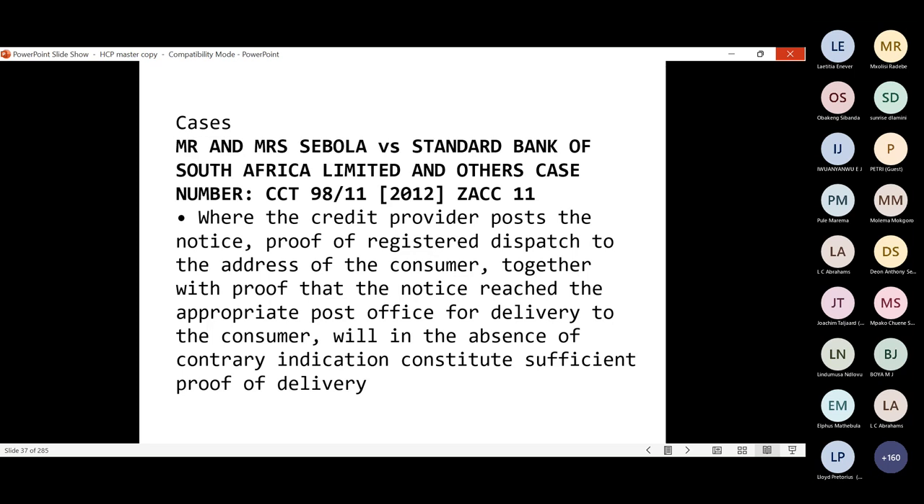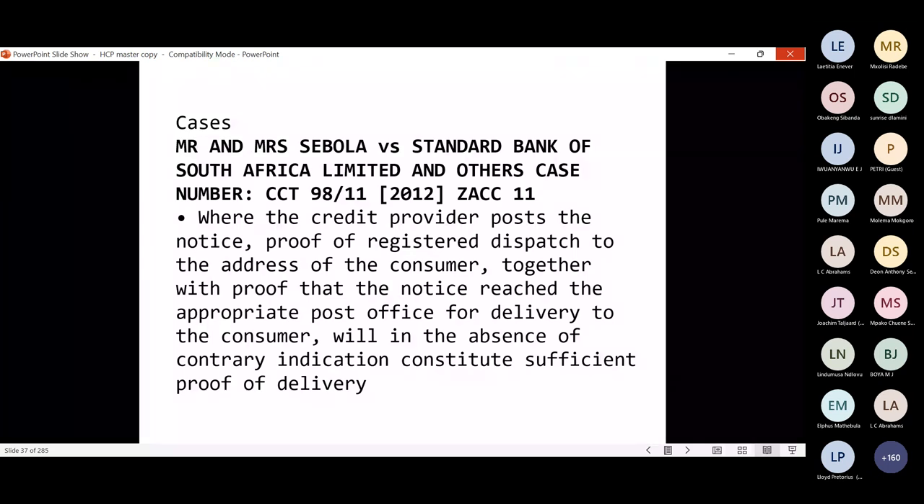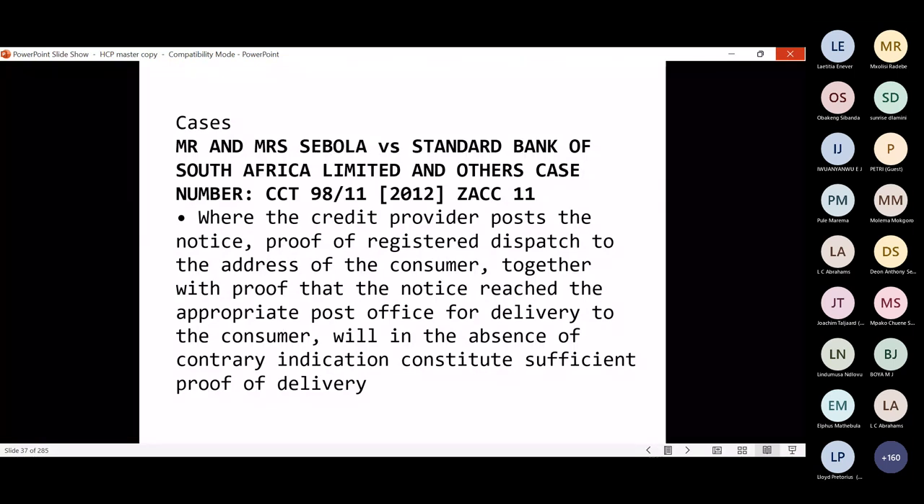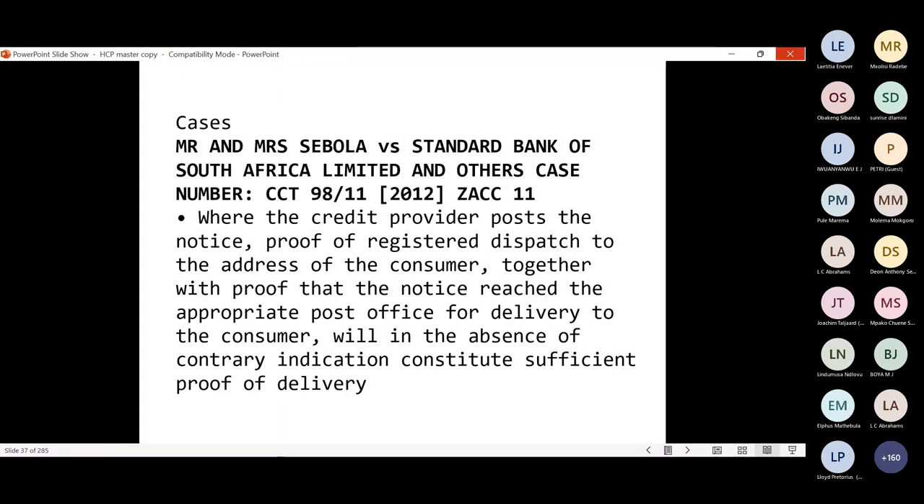The postman comes with a slip. The person doesn't collect the letter. What the credit provider must then provide the court is that proof. So he will go to the post office website, and then he will print out a track and trace report. Now, if the track and trace report shows that the letter, in fact, reached the post office in the jurisdiction where that person resides, irrespective of whether you went to fetch it or not, if it reached the post office, then it's deemed that the letter was delivered.